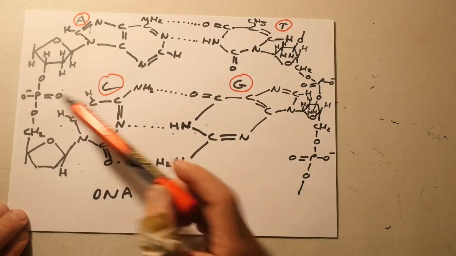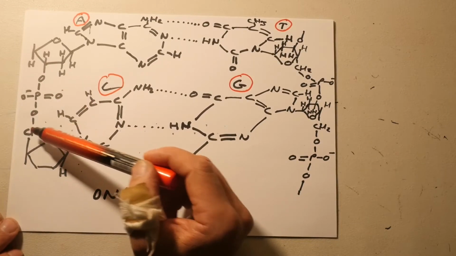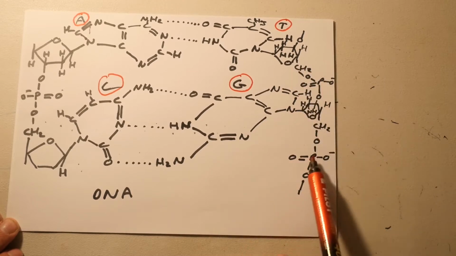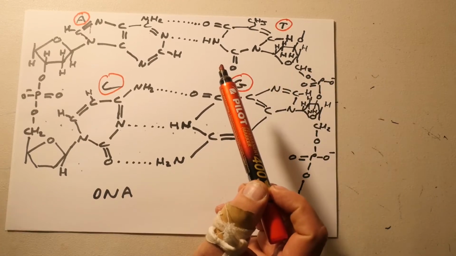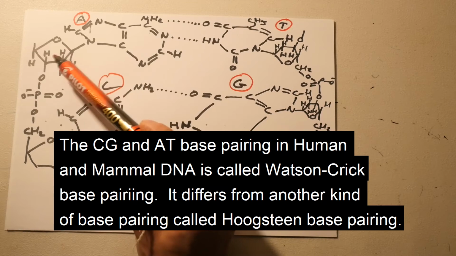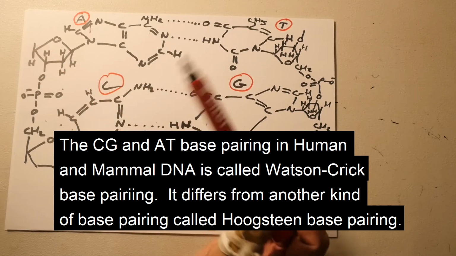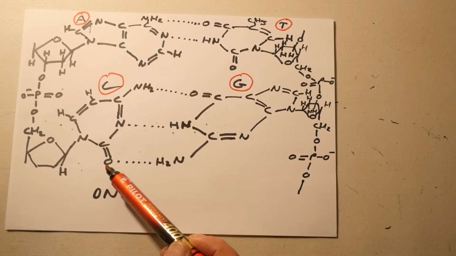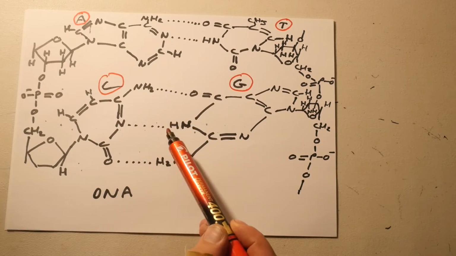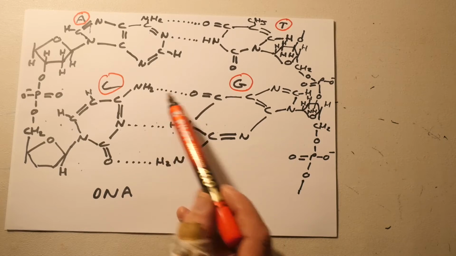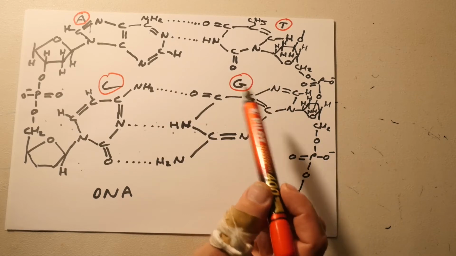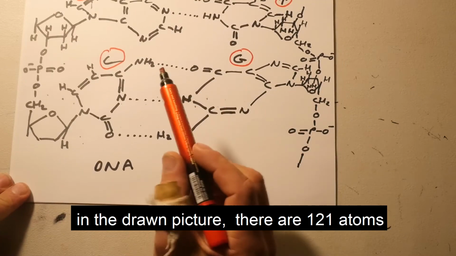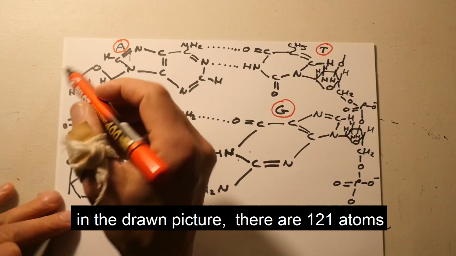Phosphate backbone. There's oxygen between the CH2 and the phosphate. This hydrogen is coming off at every point. Oxygen to hydrogen bonds, nitrogen to hydrogen bonding. I think I have completed it. I believe there's over 100 atoms in this.